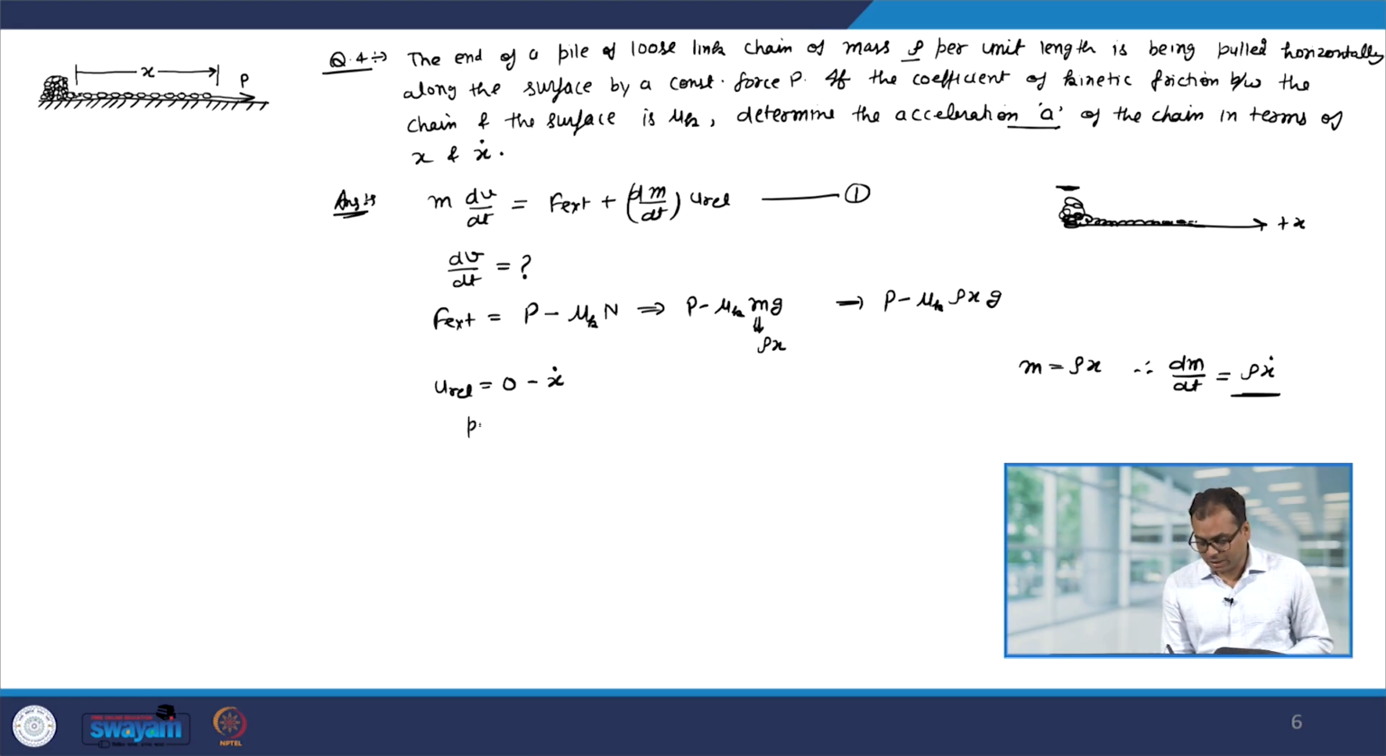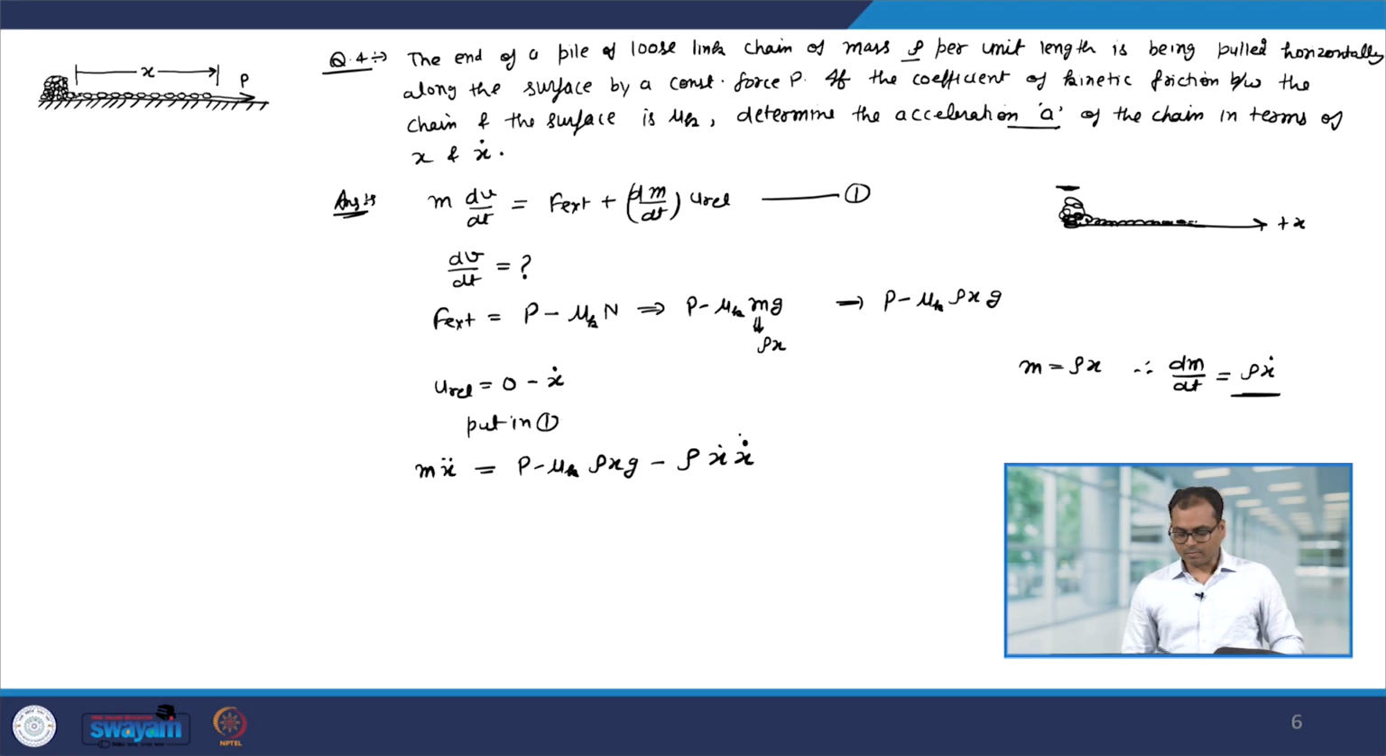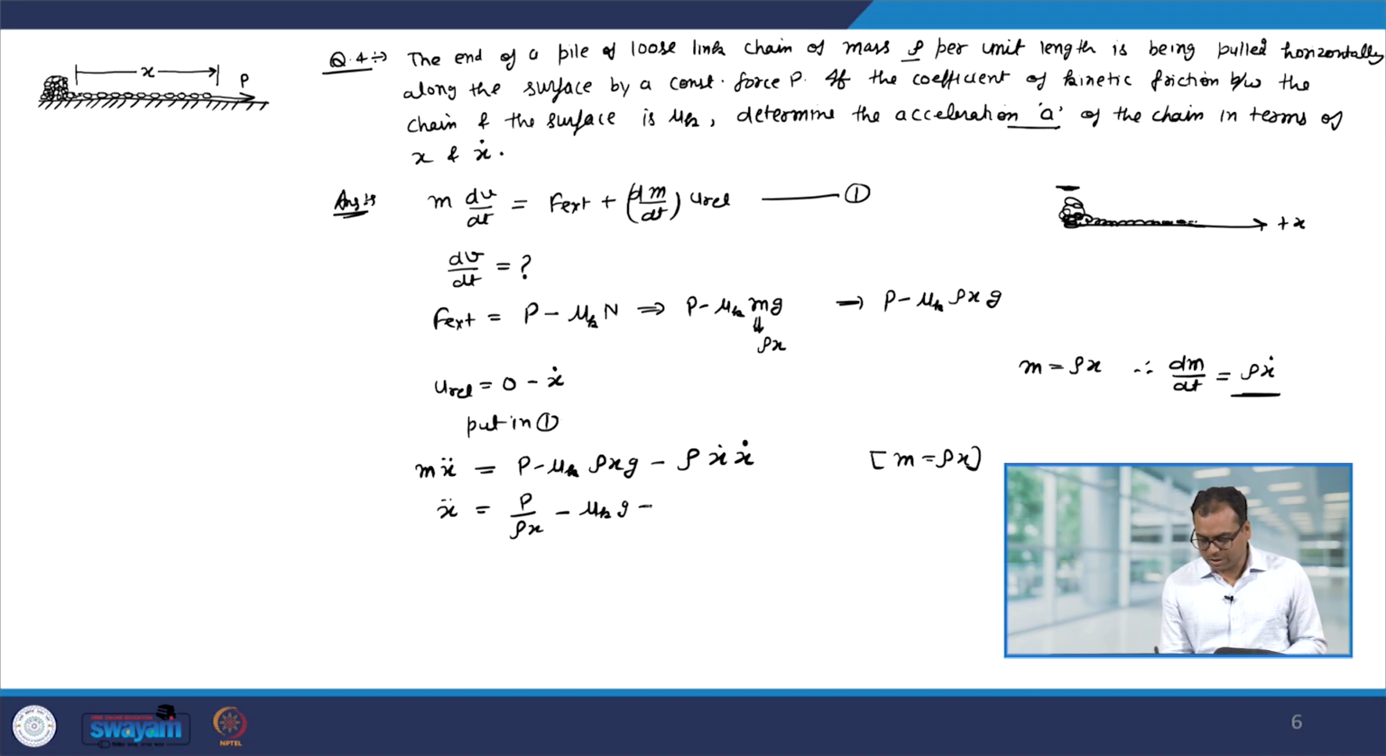Let us put everything in equation number 1. So we have m x double dot equal to P minus mu k rho x g minus rho x dot into x dot, and we know that m is rho x, therefore x double dot will be P divided by rho x minus mu k g minus x dot square over x.